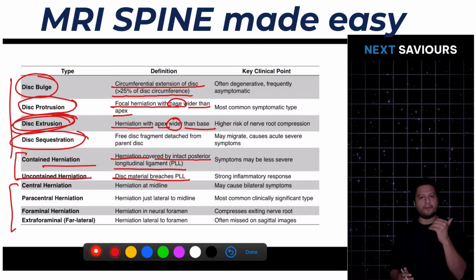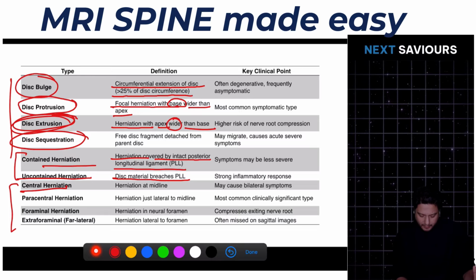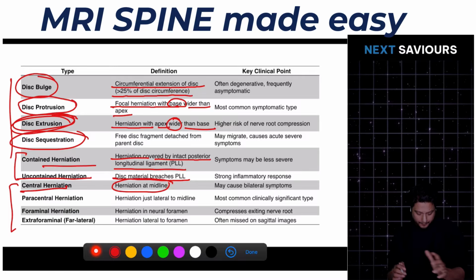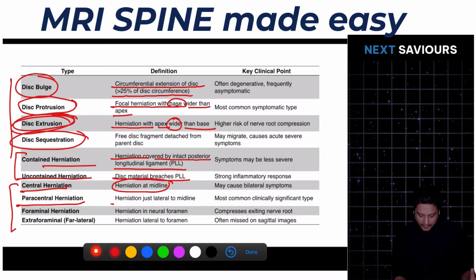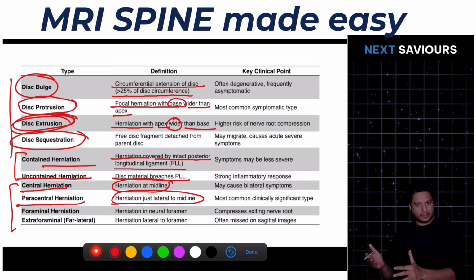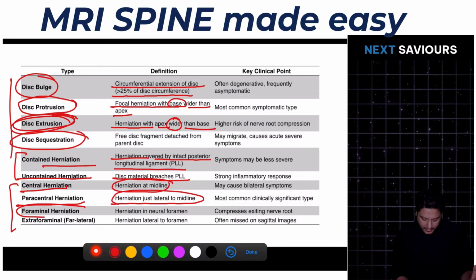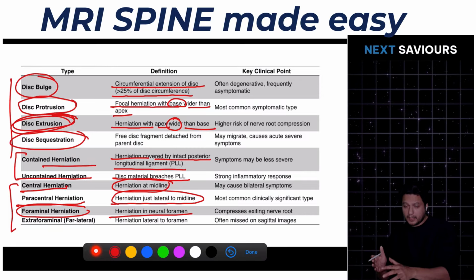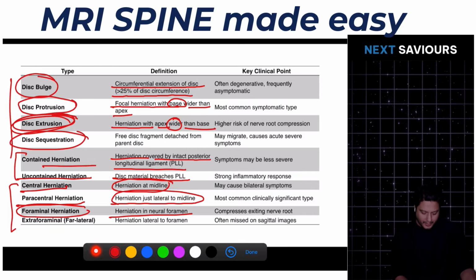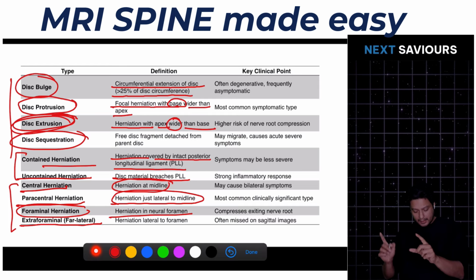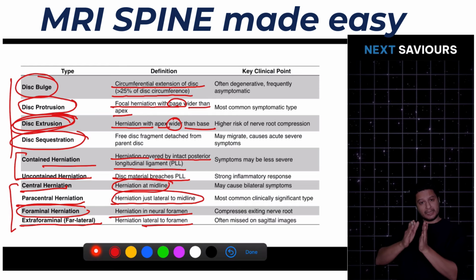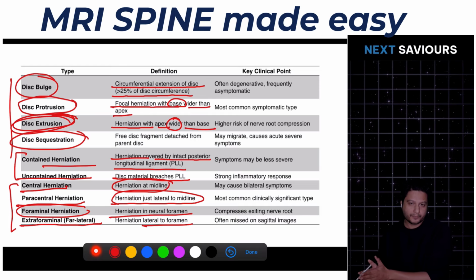So as we have studied, central herniation means herniation in the midline. Paracentral herniation means herniation just lateral to the midline, as we have seen. Foraminal herniation means herniation in the neural foramen, thereby causing nerve root compression. And extraforaminal, which is far lateral, is herniation which is even lateral to the foramen.